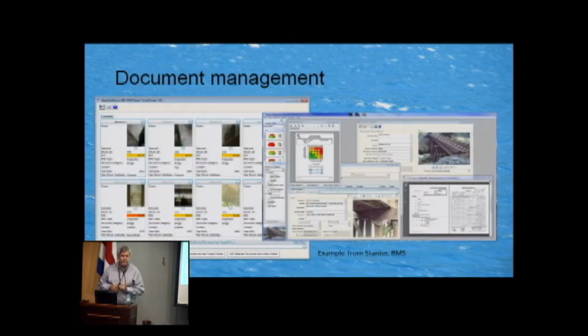As I mentioned, these systems have document management. When an inspector goes out to inspect a bridge, he'll typically take a lot of photographs. The document management system will relate each of those photographs to the bridge and possibly even to a particular element or a particular distress on the bridge so that it's easy to find that information in the future and get back to it.